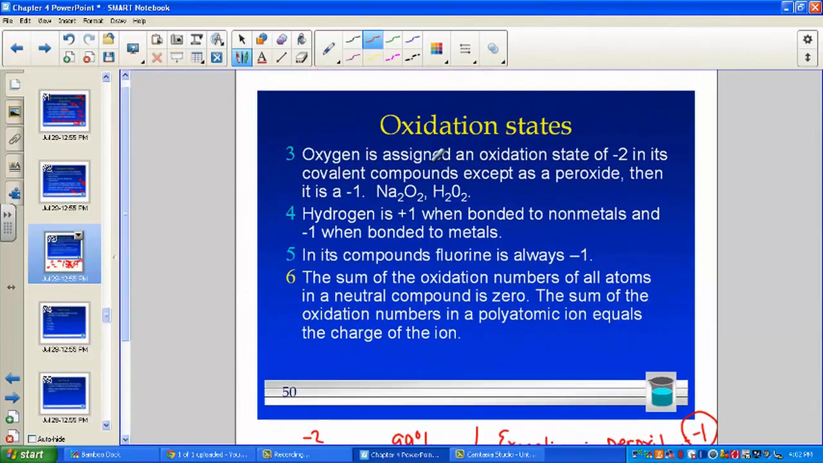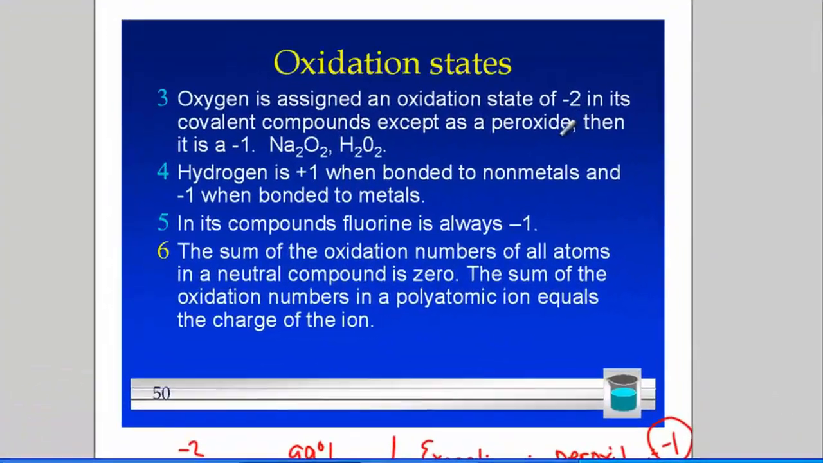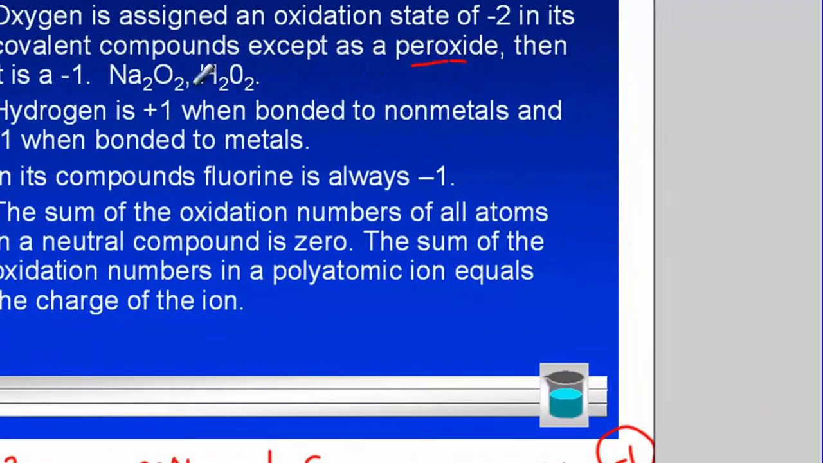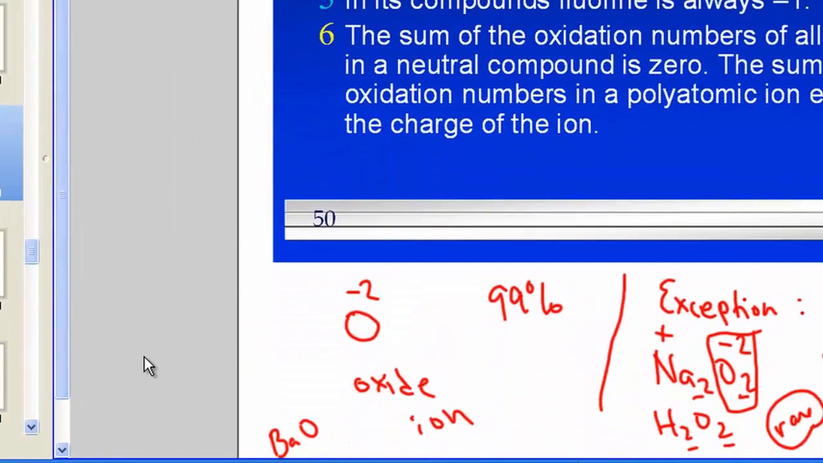Rule 3, so important. 99% of the time oxygen is a -2. Once in a great blue moon, we have a peroxide, sodium peroxide, hydrogen peroxide, barium peroxide, and so forth. Rule 4. Hydrogen is always assigned a +1 when bonded to a nonmetal and a -1 when bonded to metals. Another critical rule. Memorize. Let's discuss it to help it kind of sink in.